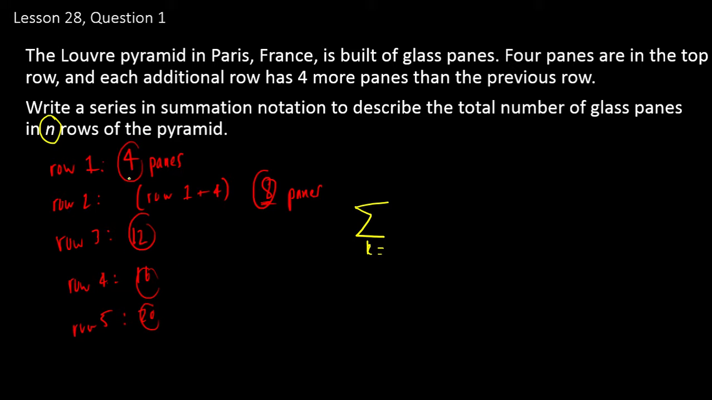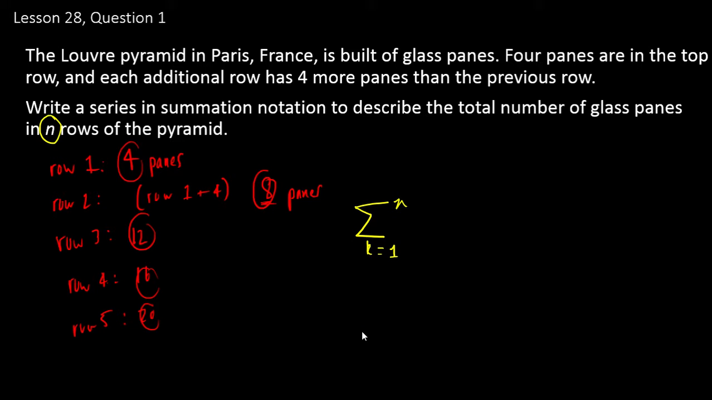So if I wanted to count all the panes in each row, I'd start with row 1. So I'm going to start from k equals 1, right? And then I would count all the way through all of my n rows. So this summation symbol is telling me that I'm going to take the sum of something that I haven't defined yet, but I'm going to take the sum of something from k equals 1 all the way to n, for n number of rows.